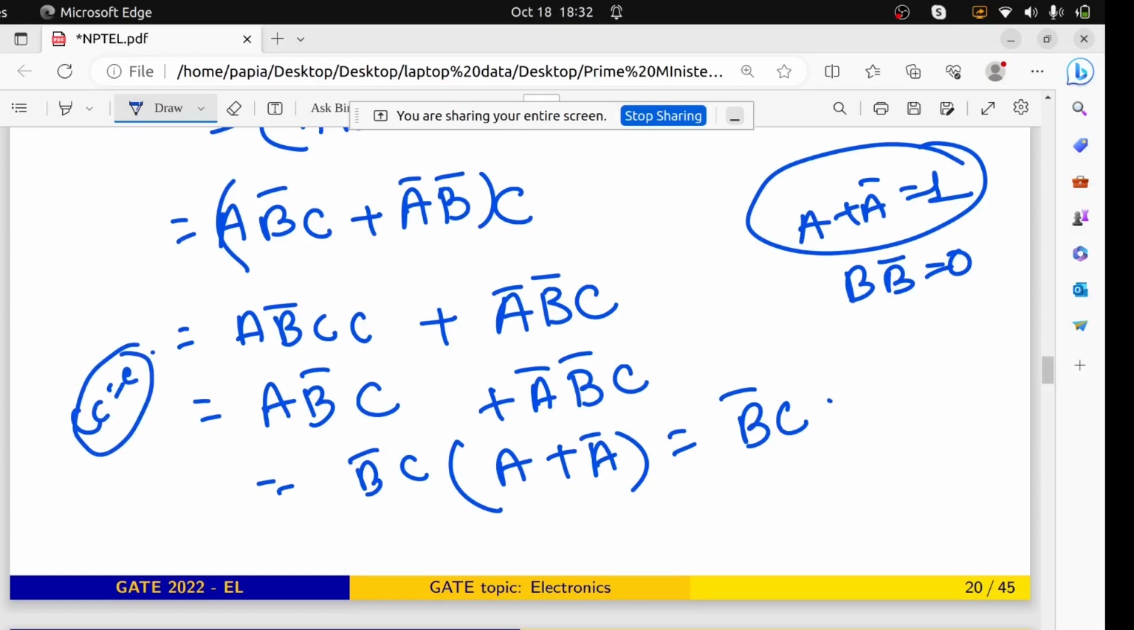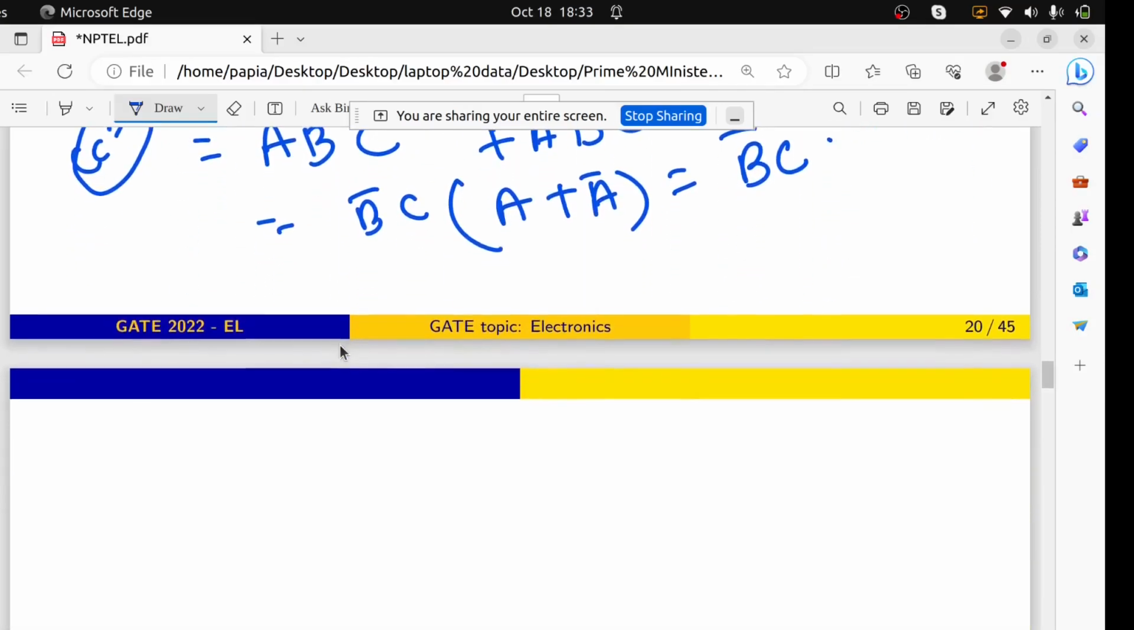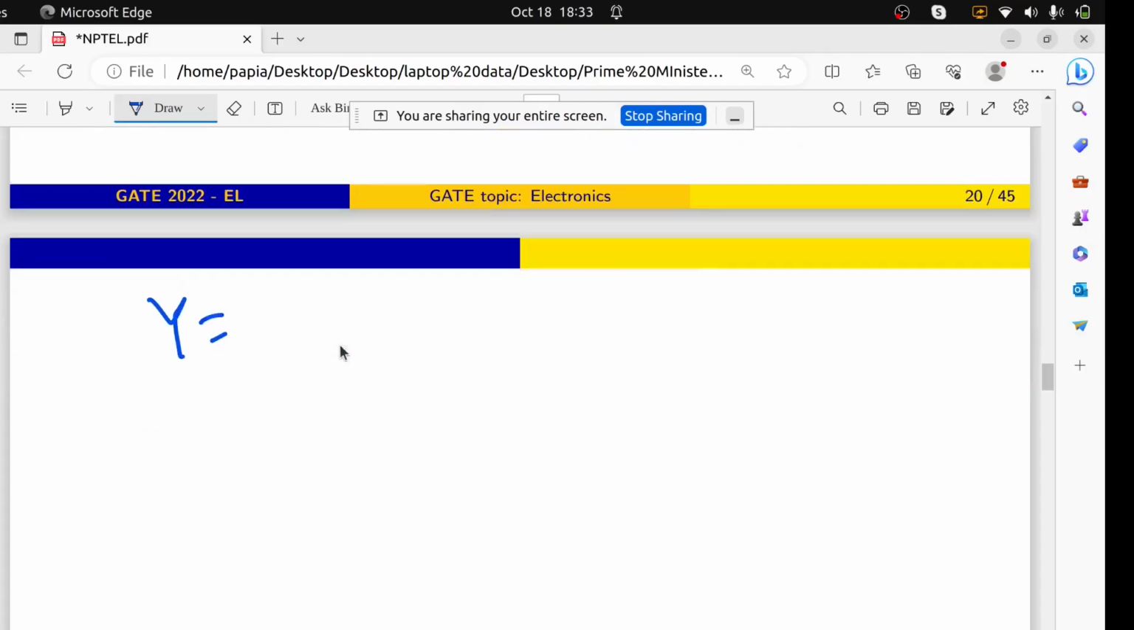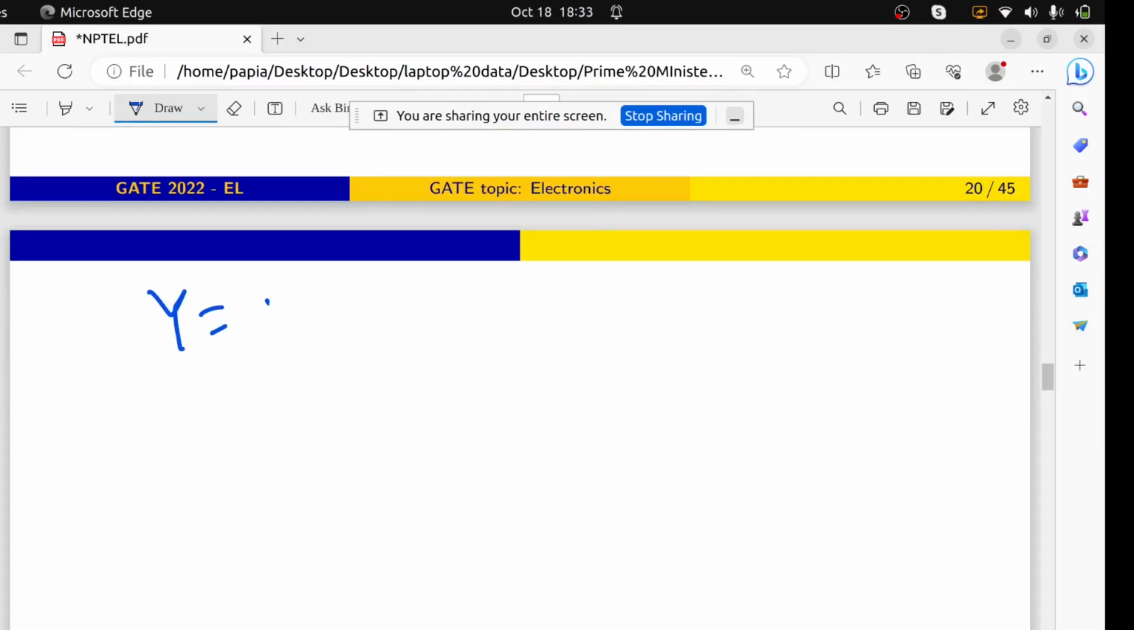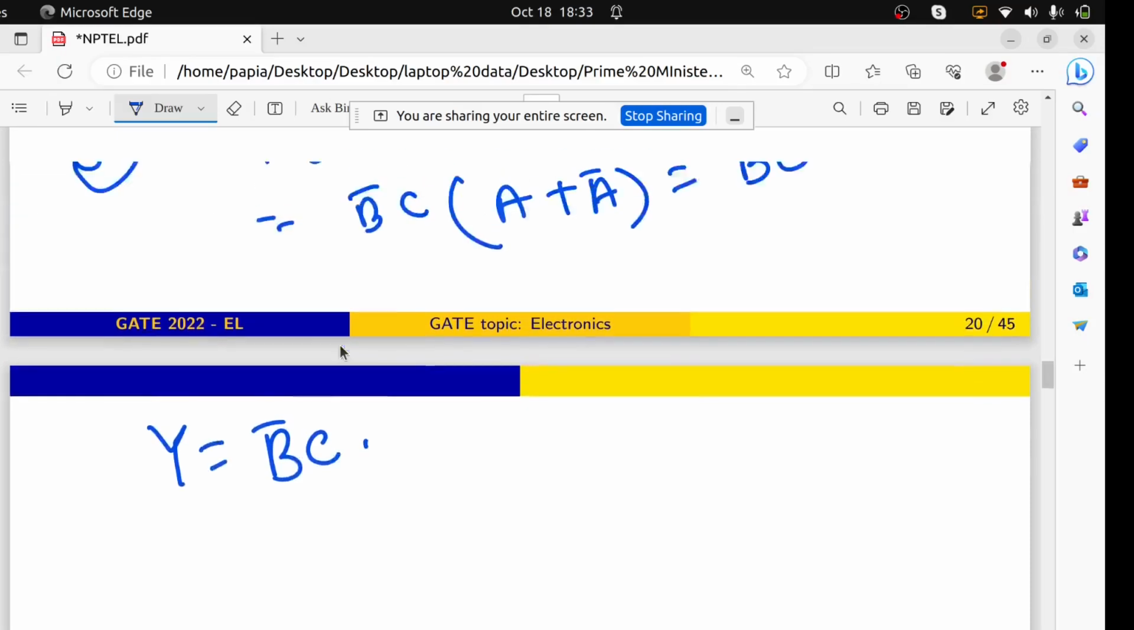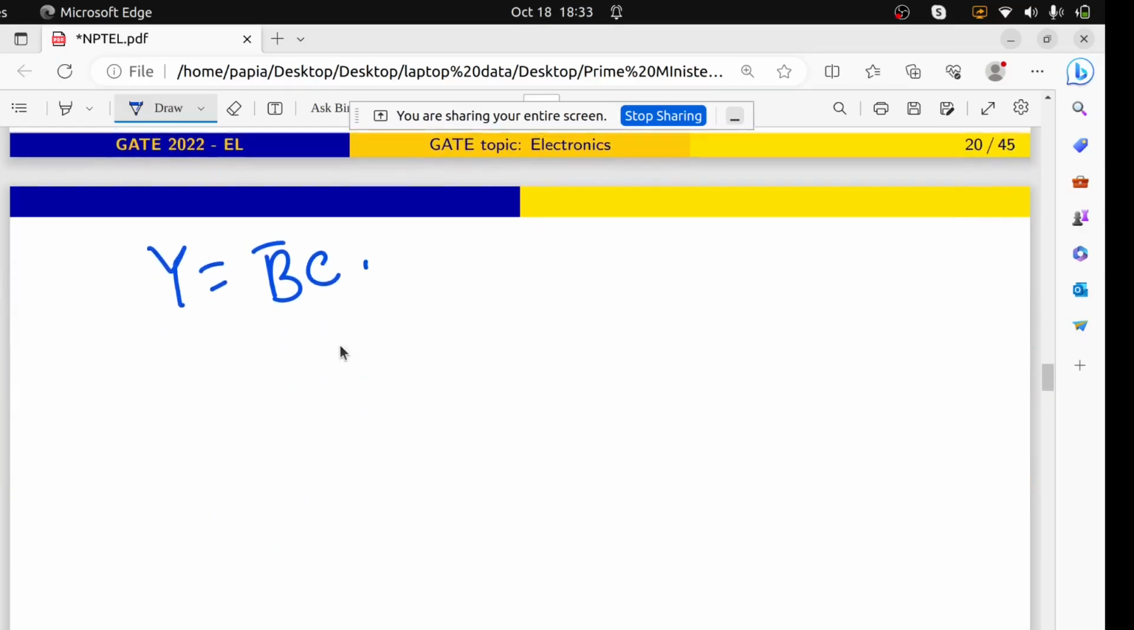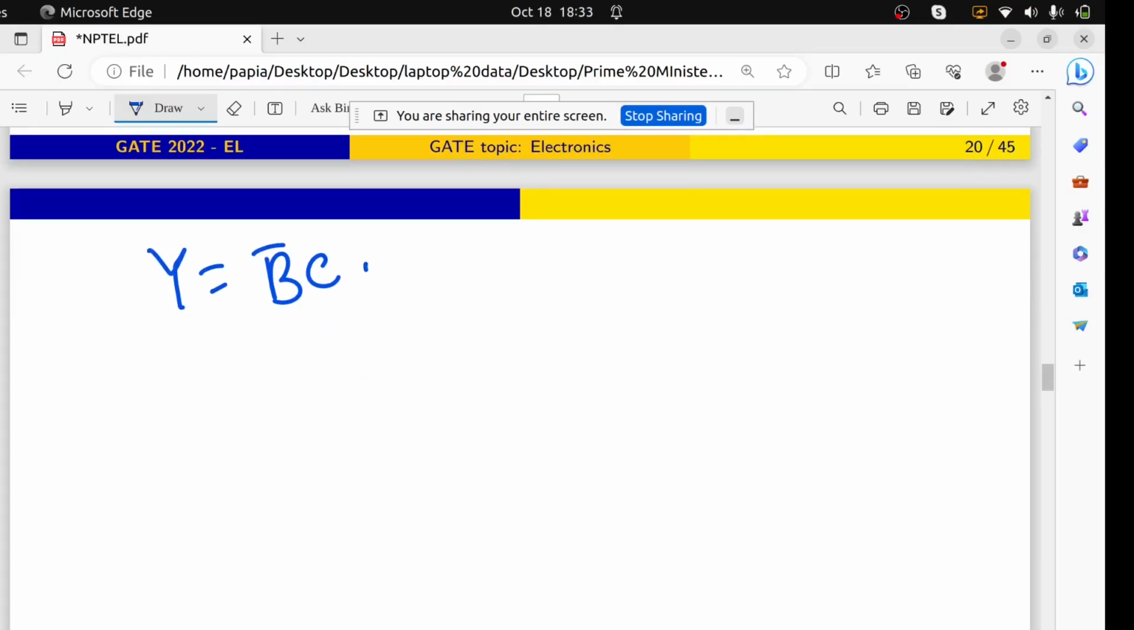This is also a Boolean expression, right? So then we can write here A B bar C plus A bar B bar C. Now you can see here that A plus A bar is there, and A plus A bar will give us 1, so that means there will be only B bar C. So you can see that our Boolean expression, whatever it was, can be simplified as B bar C, right?